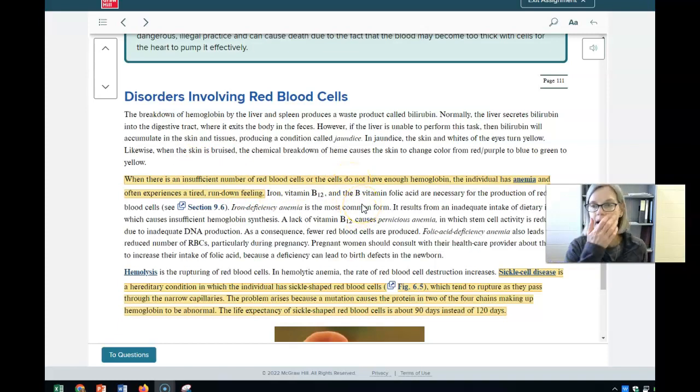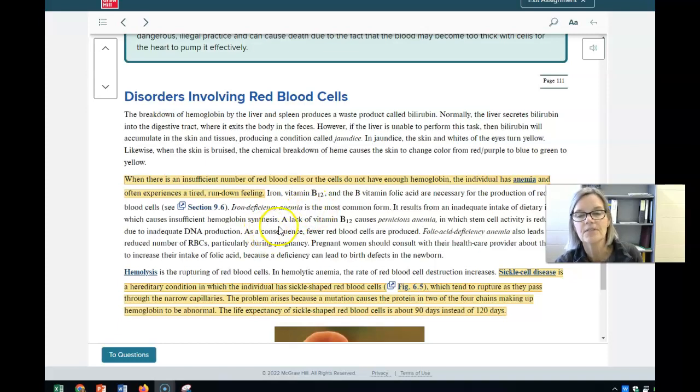Now, how does this happen? Well, there's a couple different kinds of anemia, and one is called iron deficiency anemia, where you don't have enough iron in your diet. And when that happens, you can't make enough hemoglobin, and therefore your red blood cells can't carry enough oxygen. So you're going to be tired. You're going to have anemia. You might even have, like, your gums might be pale, your skin might be pale just from not having enough red in your blood because you don't have enough hemoglobin.